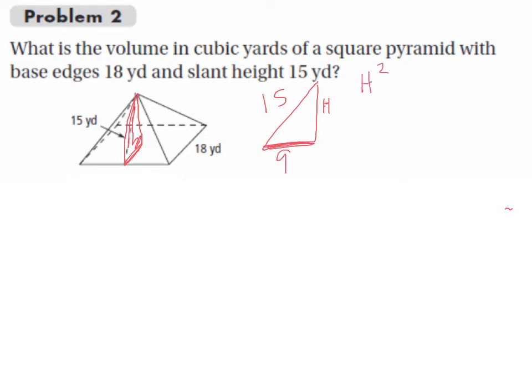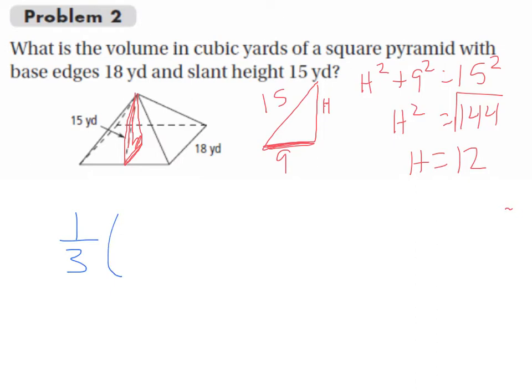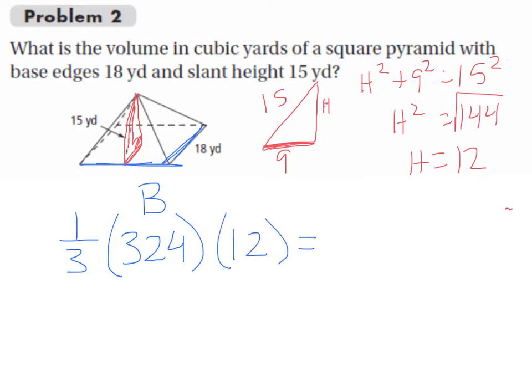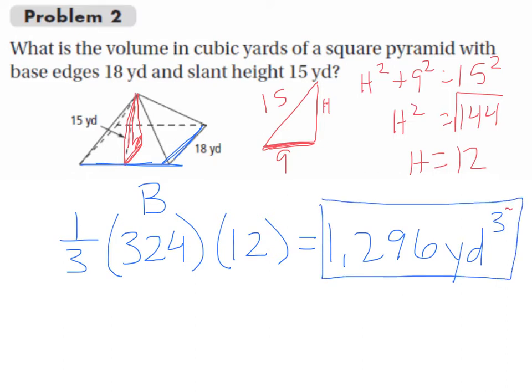So I can write the equation h squared plus 9 squared is equal to 15 squared. And I get h squared is equal to 144. Take the square root. h is equal to 12. Now I can figure out what the volume is. It's going to be 1/3 times the area of your base. In this case, it's going to be 18 times 18, because in a square pyramid, both sides are the same. So that's 324. That's my big B. Times your height, and my height here is 12. So my total volume will be 1,296 yards cubed. Again, volume is always cubed.